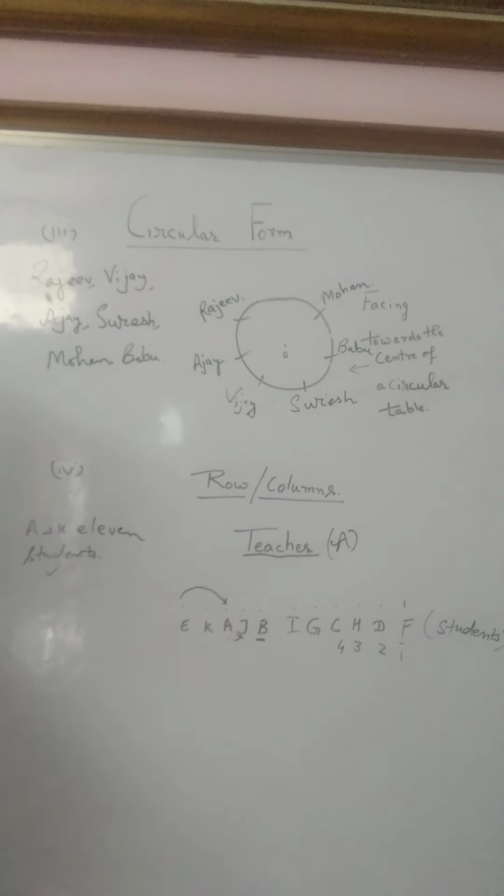So in this way we have arranged the sitting arrangement of teachers and students. There are 11 students and a teacher who is taking their class, and he arranged his students in this way. So in this way we have learned the 4 methods of arranging the students under the sitting arrangement topic.